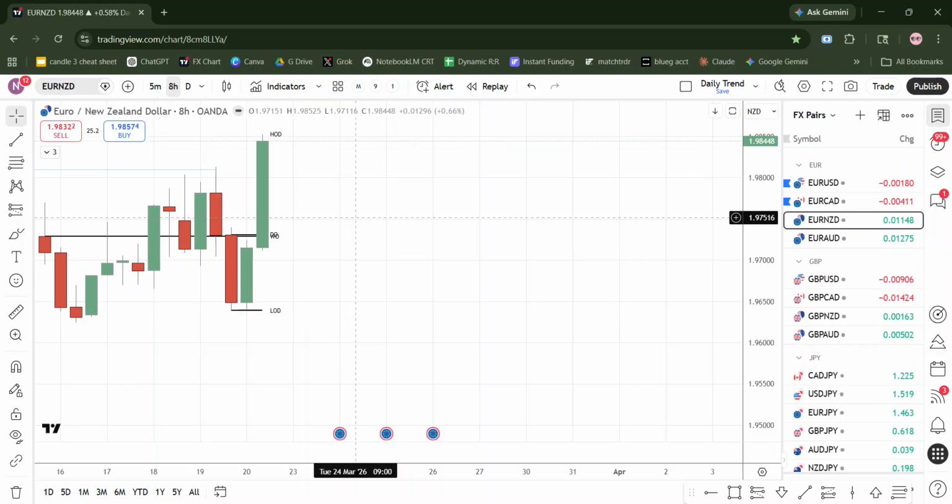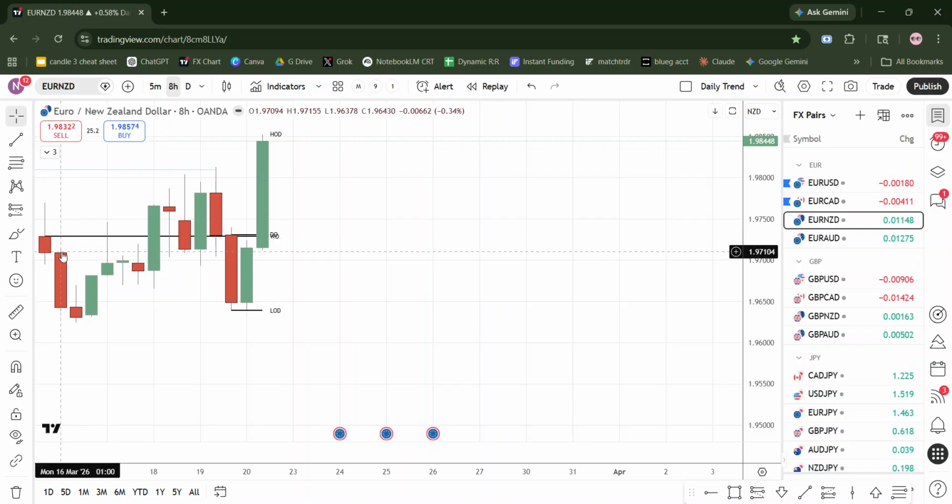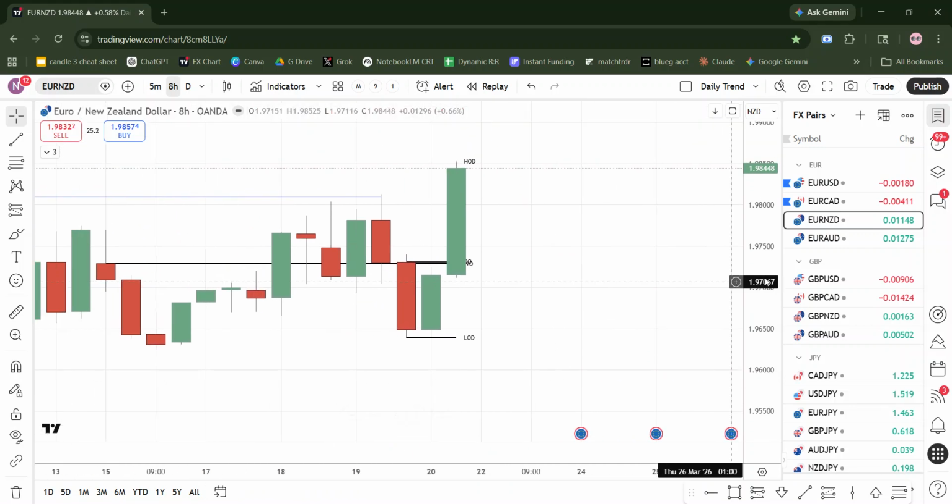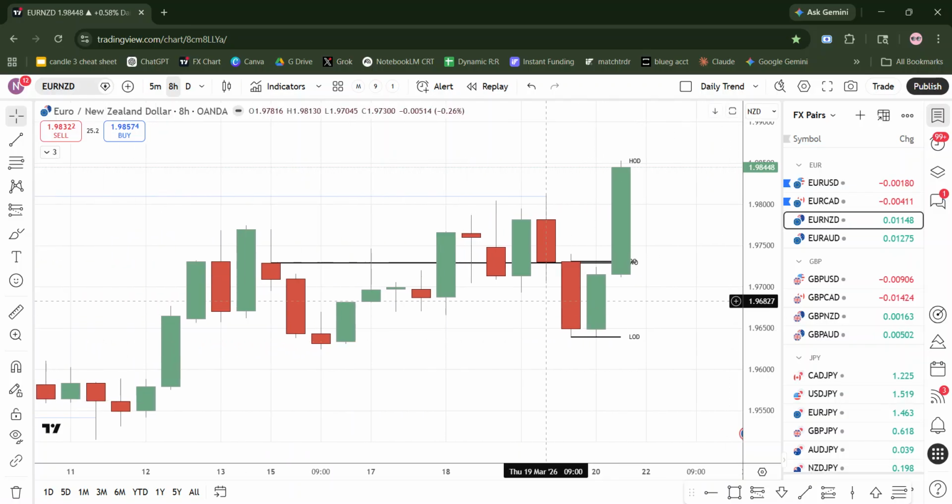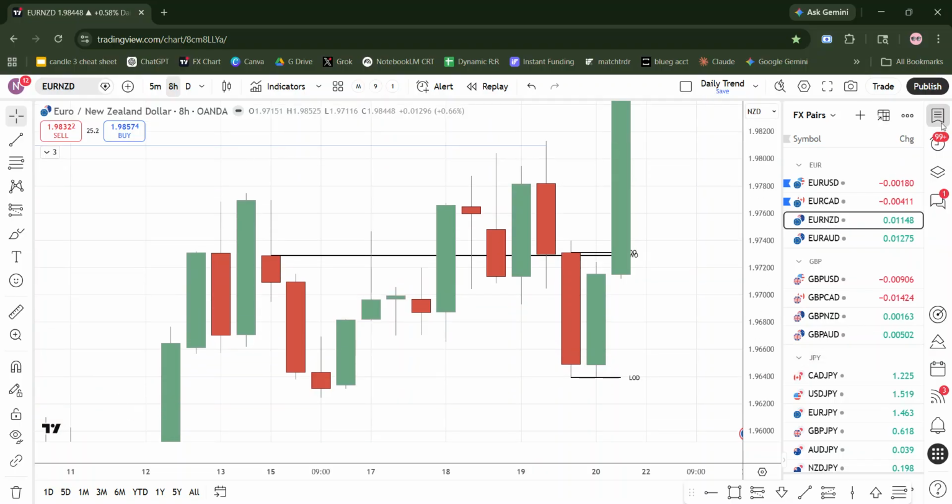So let's take a look at, just for example, Euro New Zealand. All right, so let's take a look at this first day here. There's only 3 candles that make up a daily chart on the 8-hour chart. So you have the 1700 candle, the 1 a.m. candle, and the 9 a.m. candle. That's it. So if you notice right here for Monday, this past Monday, let's make this a little bigger. This red candle right here created the low of the day.